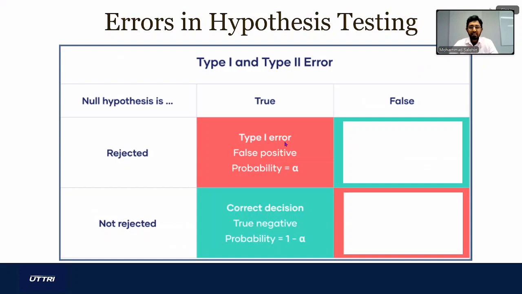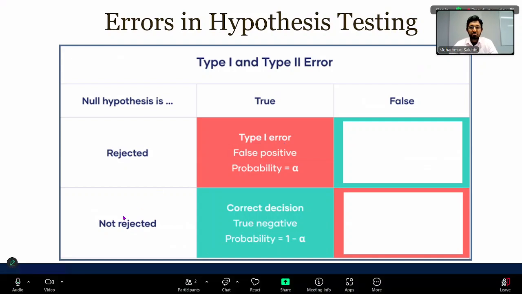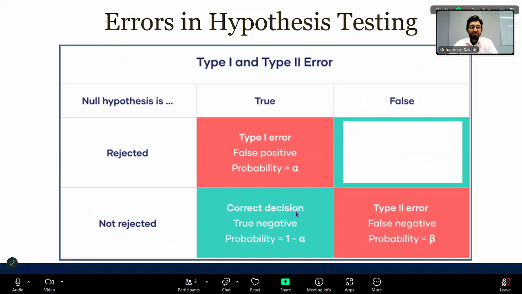If the null hypothesis is true and we fail to reject the null hypothesis, that means we are making a correct decision. If the null hypothesis is false and we fail to reject the null hypothesis, that means we are committing a type 2 error, and the probability is beta. We'll come to alpha and beta a bit later.